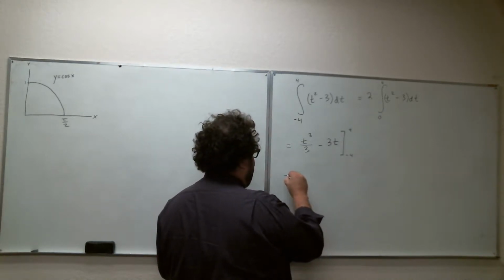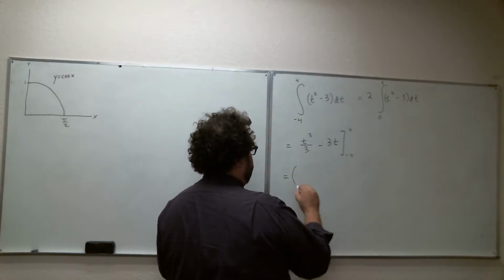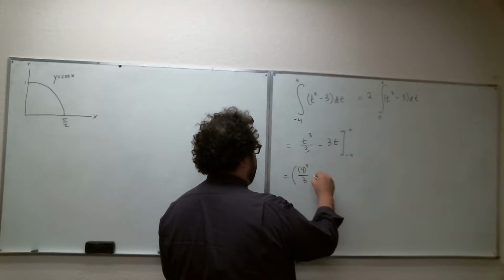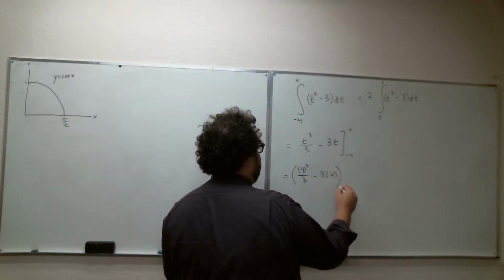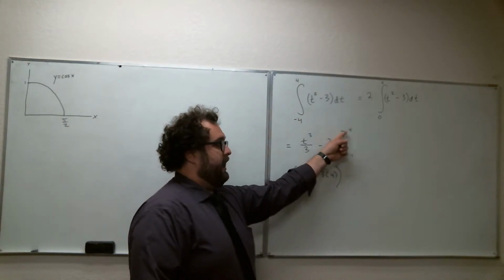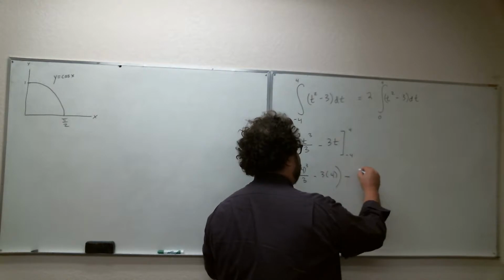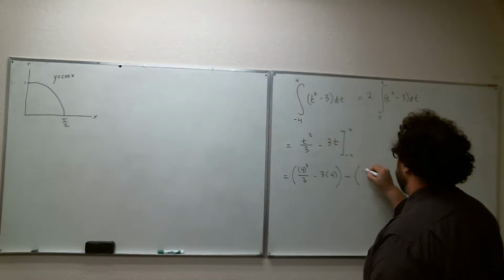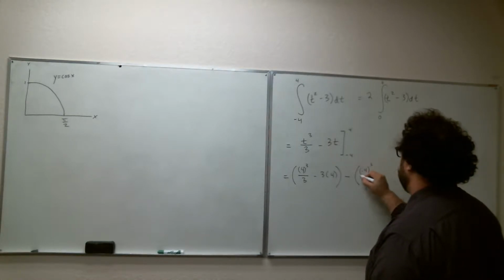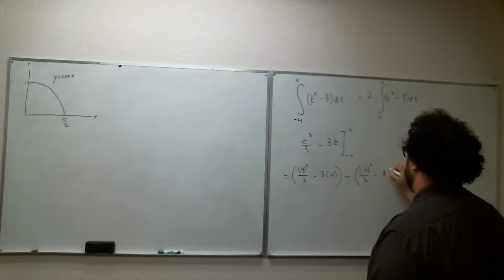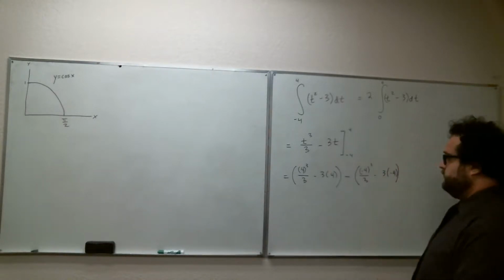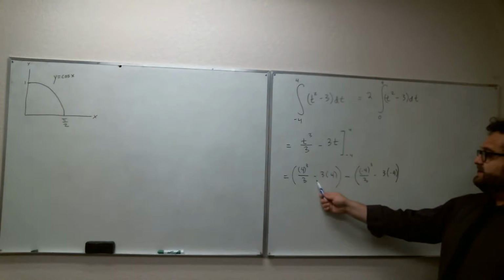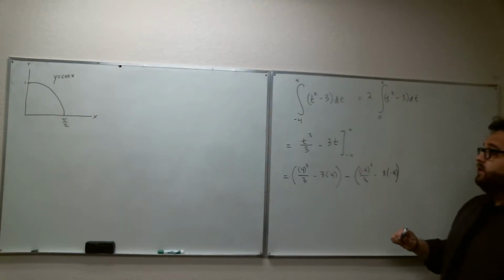So let's see. Capital F evaluated at 4. So let's use lots of parentheses here. That would be 4 cubed over 3 minus 3 times 4. That's capital F evaluated at the upper limit of integration, minus, again, use lots of parentheses, capital F evaluated at -4 would be -4 cubed over 3 minus 3 times -4. Okay? So capital F evaluated at B minus capital F evaluated at A.